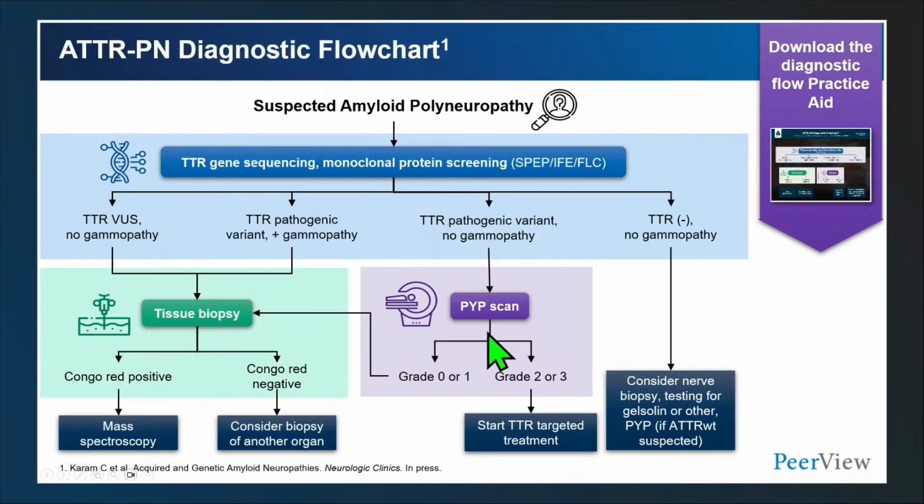PYP scan, or pyrophosphate scan, is a scan that looks at radionuclide uptake in the heart, and if there is a grade 2 or 3 uptake, this also counts as your tissue biopsy. So this is suggestive that there is active deposition of amyloid in the heart, and so this can also enable you to start targeted treatment. If you're suspicious of amyloid, but the genetic test is negative, then you may want to do further testing to see if this could be wild type, but it is not the hereditary form.